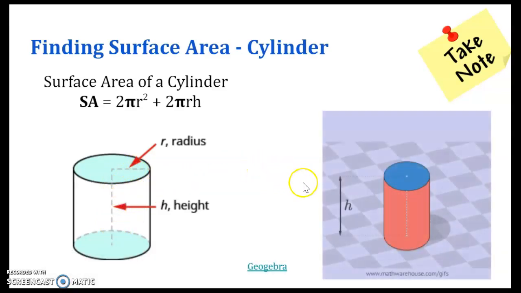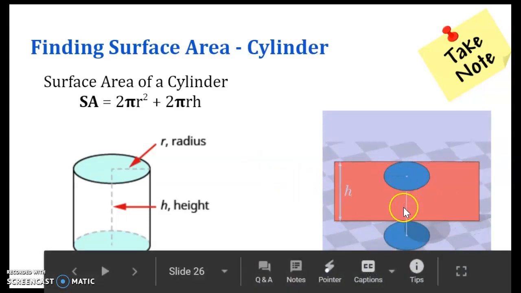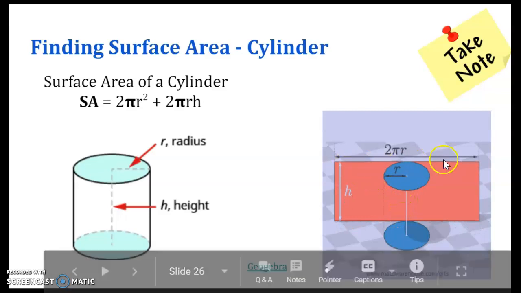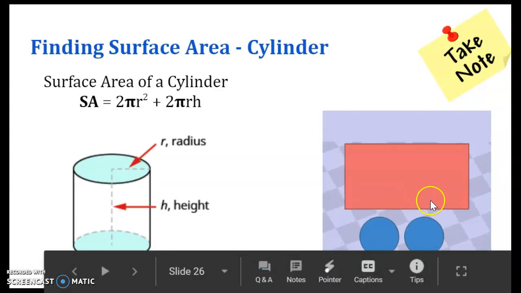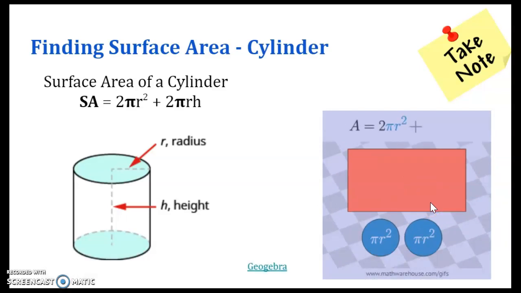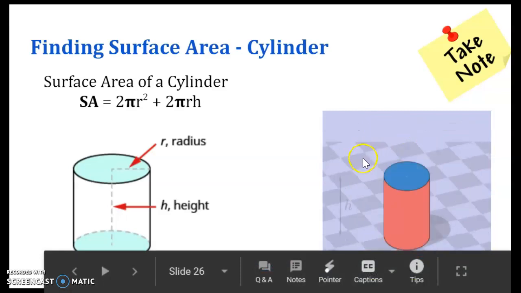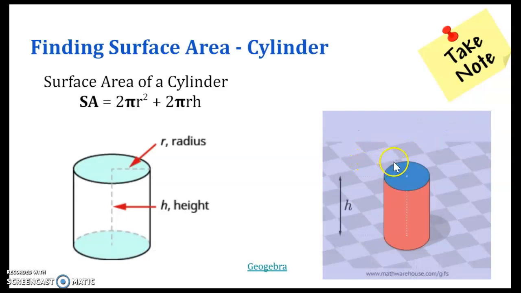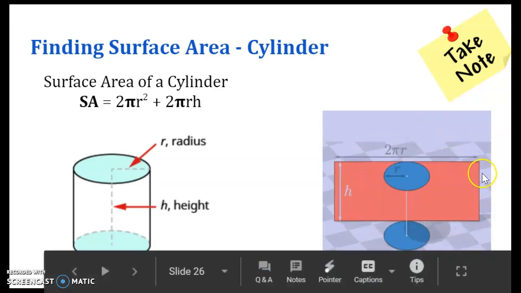Now, how do we get there? Look at this cylinder. When it gets opened up, it is formed by a rectangle and two circles, the top and the bottom. The area of the two circles is pi r squared each, and the height of that rectangle is just the height of the cylinder. But what about this length?